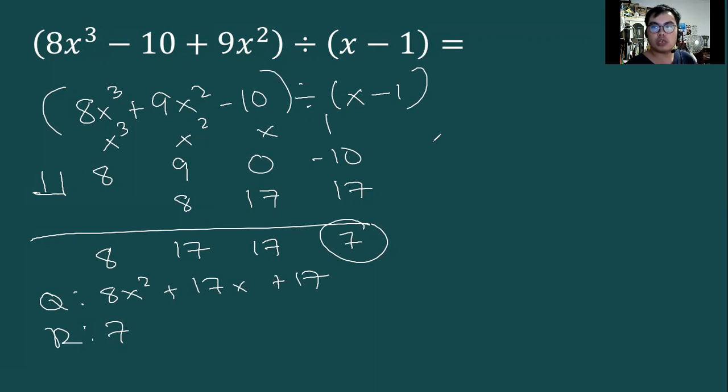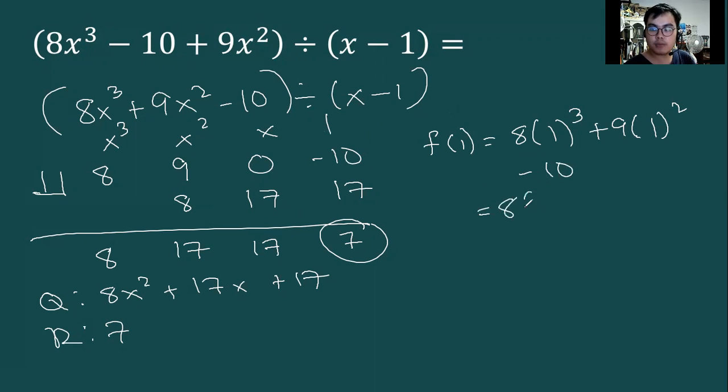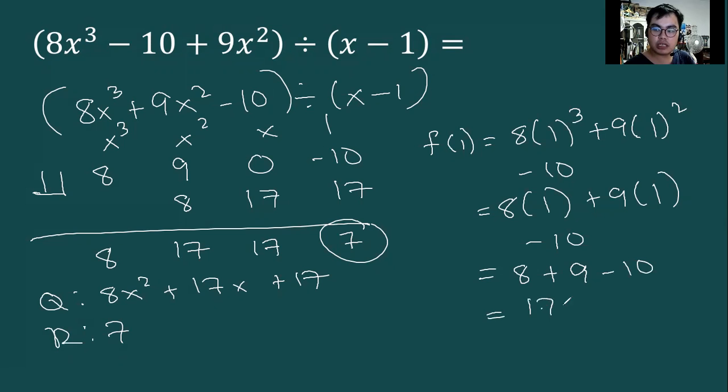Okay, so now, using the evaluation of functions, this is our value of x, and we're going to apply this in evaluating the function. So we really substitute. So what is our 1 cubed? It will become 1. What is our 1 squared? It will become 1 minus 10. So 8 times 1 will be 8. Then 9 times 1 will be 9. Then minus 10. So 8 plus 9 will be 17. Then 17 minus 10 will be 7.